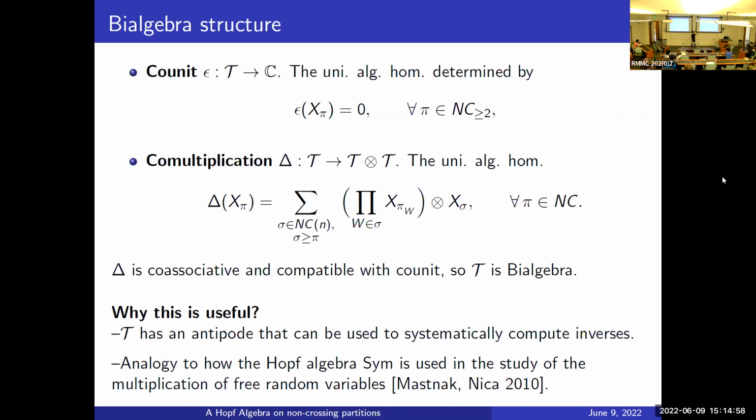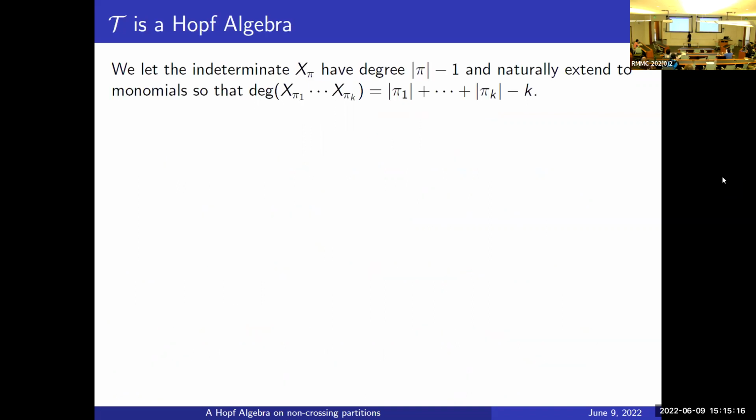In this case, something we can do is make an analogy to how the Hopf algebra that was mentioned earlier was used to study free random variables, which is in the paper of Masnak and Nick. Good. Okay. So now, yeah, this is a Hopf algebra.